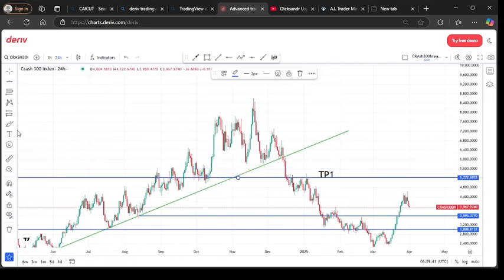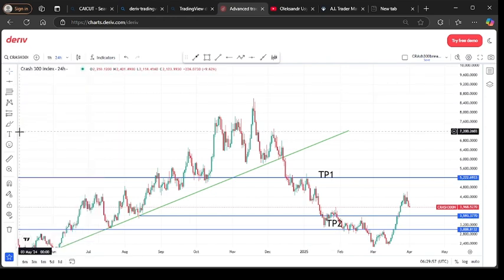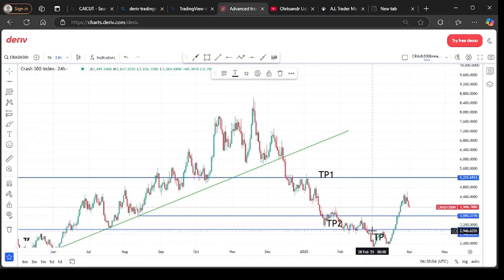This becomes your first take profit, and this becomes your second take profit, as you'll be selling in Crash 300. You'll be selling, meaning you'll be catching spikes, and this becomes your third take profit. So this becomes our TP1, TP2, TP3. We are just marking points where the price has reached the trend line.